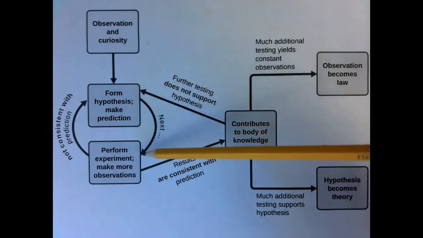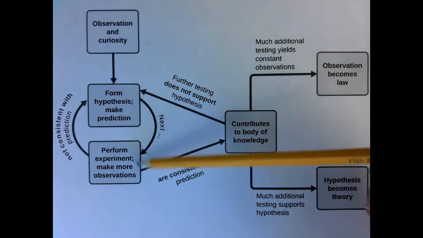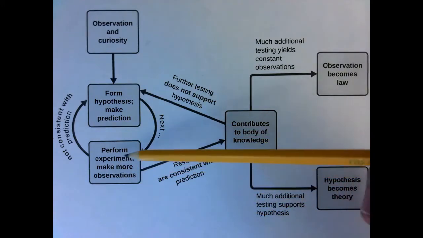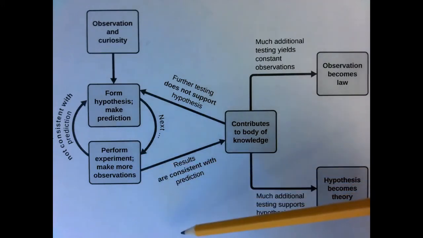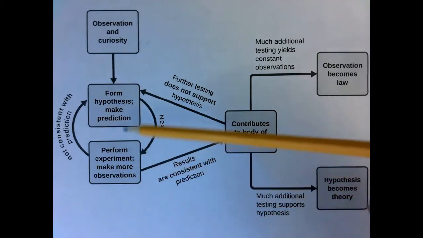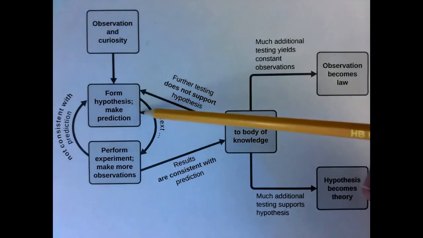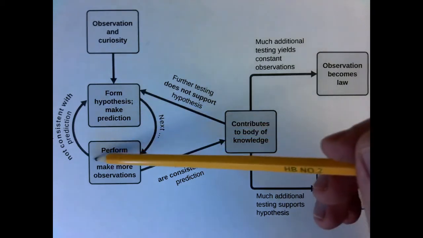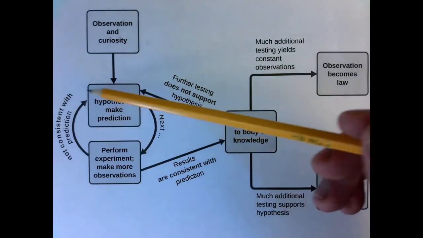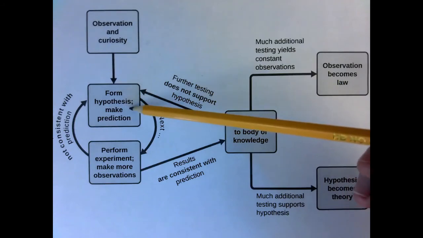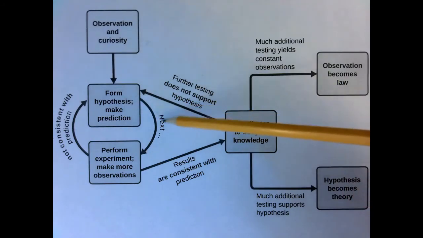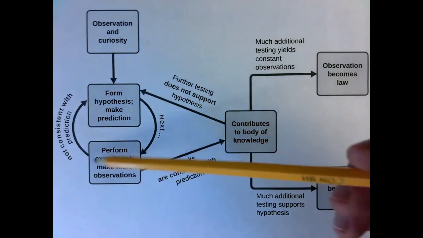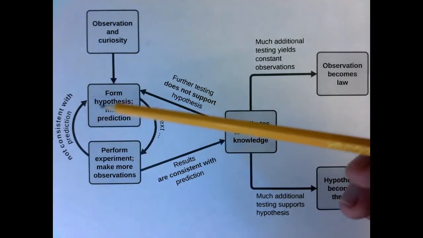So you perform the experiments and you make a bunch more observations. And two things are going to happen. Either you find, yes, my hypothesis was correct, or you find, no, my hypothesis isn't really correct, I got to tweak this a little bit. So if you find it's not true, you go right back to the first step. You go back and form a new hypothesis. You tweak your idea a little bit, and then you perform a new experiment, and you just keep going round and round until you get something that's consistent.